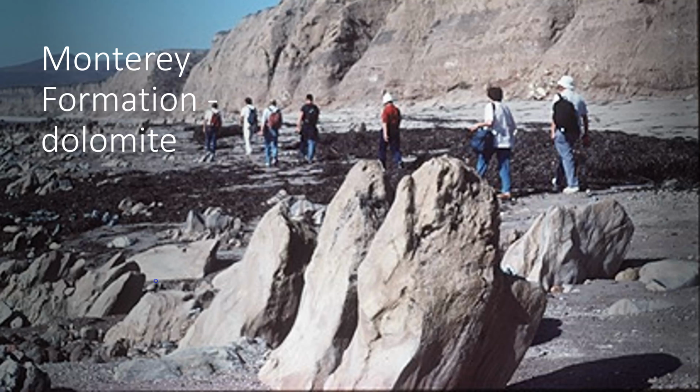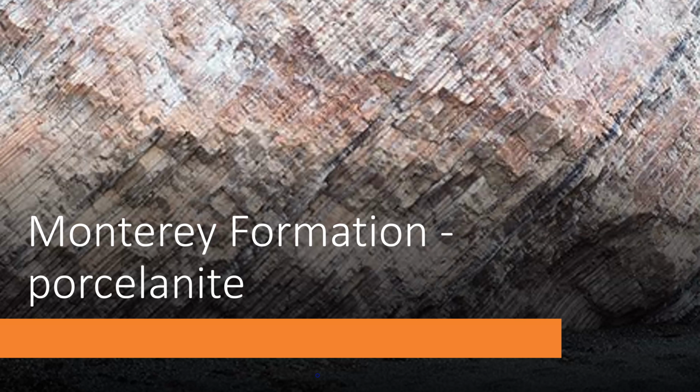Here's a look at a field photo of what the Monterey Formation would look like. Here are some of the rocks that are not necessarily the petroleum product, and it's a lot of the dolomite that is kind of a lighter color. The porcelanite looks a little bit like this, and it's mostly a very, very impure variety of chert. So if you remember, chert is a biochemical sedimentary rock that forms primarily from precipitation of minerals.